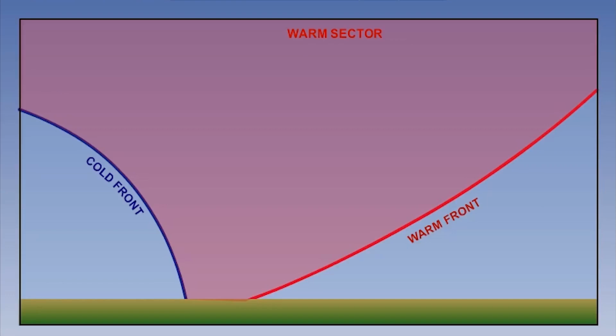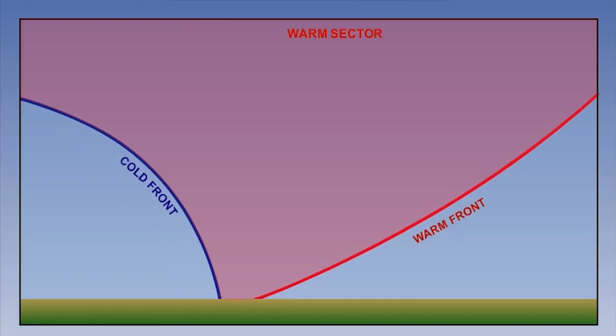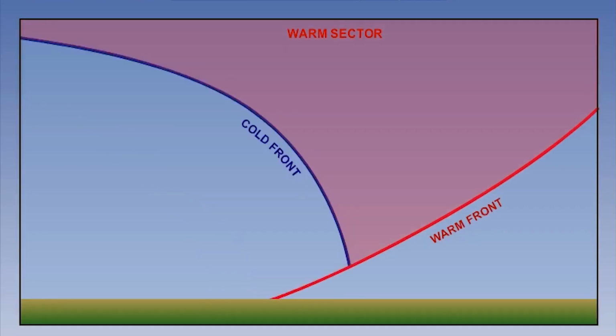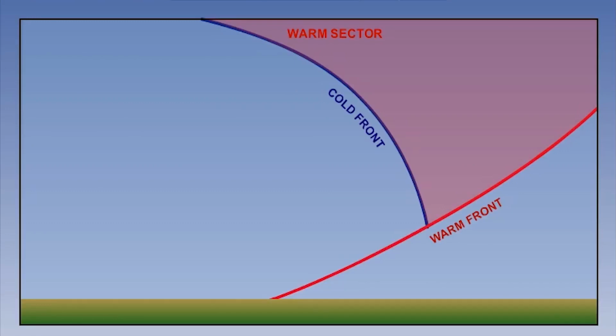Here we see the situation before the occluding process starts. We have the warm front, the cold front, and the warm sector in between. As the cold front catches up, the warm sector gets smaller until eventually all it is a narrow wedge with its tip at the surface. As the cold front continues to push on, the wedge of warm air is actually lifted away from the ground completely. It is at this point that the occluded front forms.